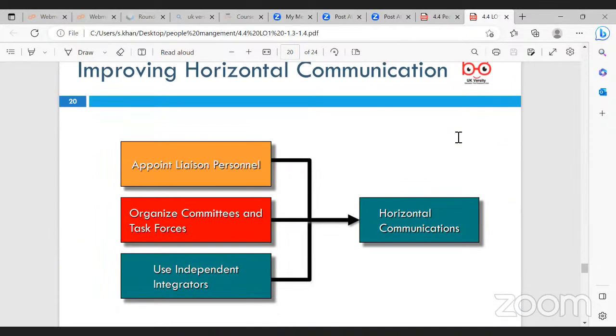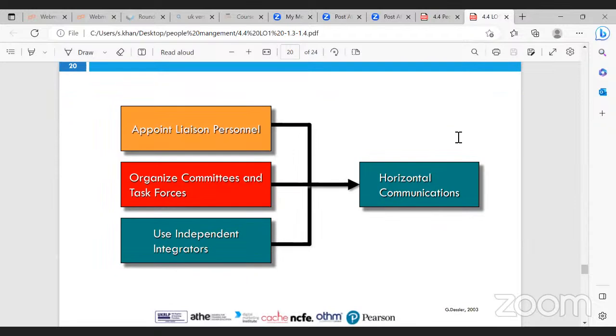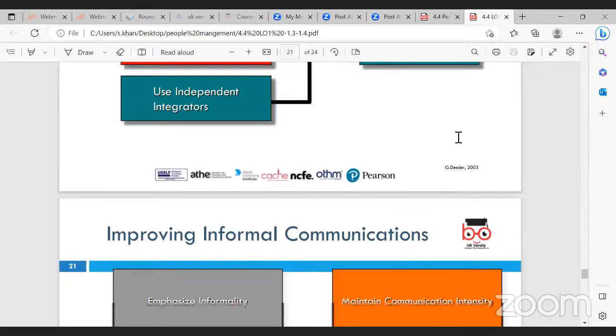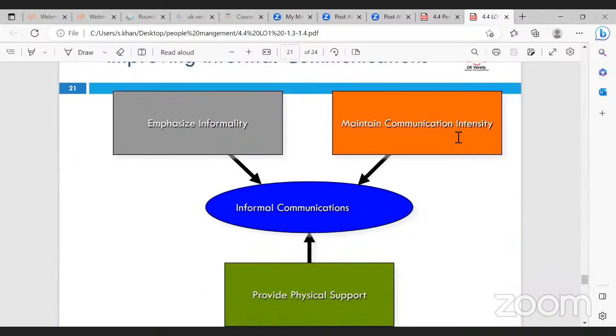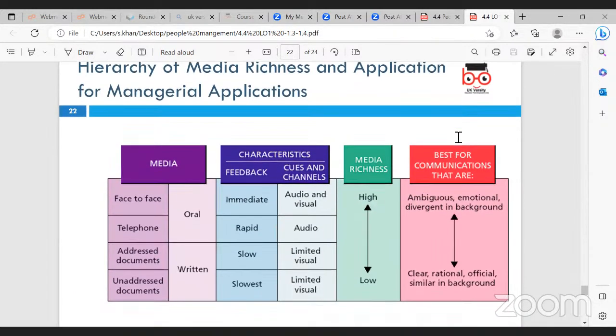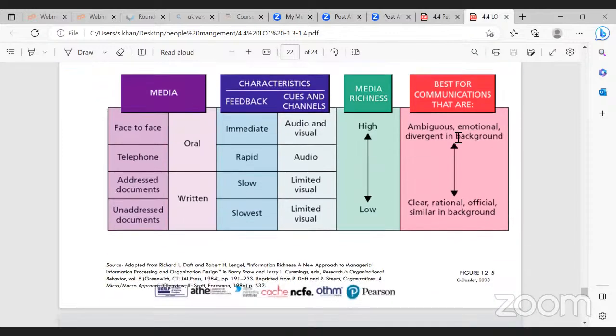Improving horizontal communication: appoint liaison personnel, organize committees and task forces, use independent integrators. Improving informal communications: emphasize informality, maintain communication intensity, and then provide physical support. The hierarchy of media richness and application for managerial applications, which we mentioned earlier on, is just to refresh everything: face-to-face, telephone, addressed and unaddressed documents.